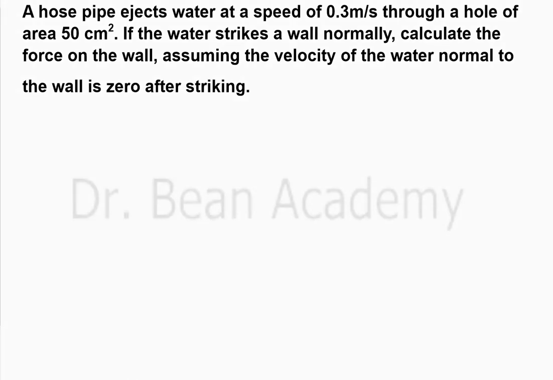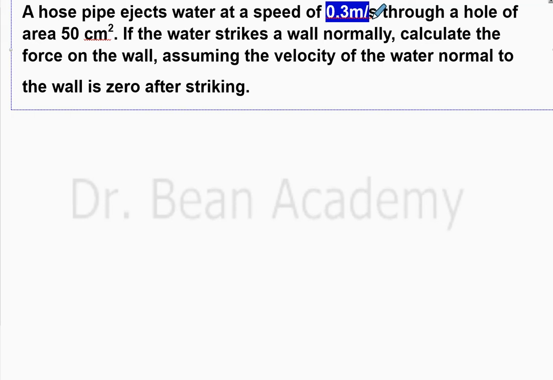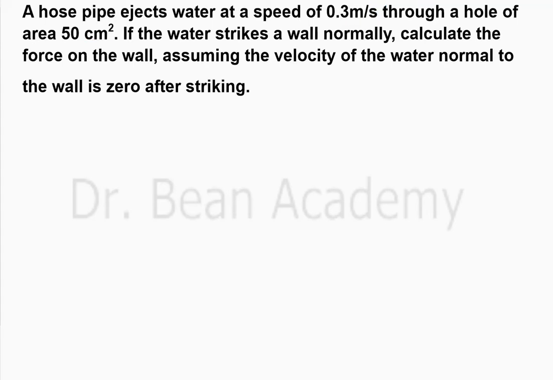Let's solve this question. A hose pipe ejects water at a speed of 0.3 meter per second through a hole of area 50 centimeter squared. If the water strikes a wall normally, calculate the force on the wall, assuming the velocity of the water normal to the wall is 0 after striking.